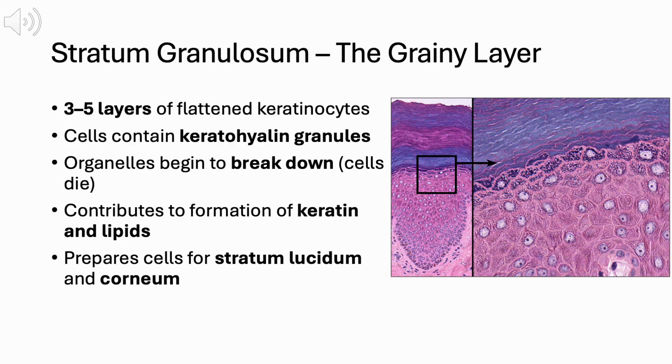Crucially, this is where cells begin to die. Their nuclei and organelles disintegrate, leaving behind protein-rich, flattened structures that will form part of the stratum lucidum in thick skin or stratum corneum in both skin types. This layer is a turning point. Keratinocytes shift from living cells to protective, structural components. It's essential to the development of the skin's strong outer barrier.